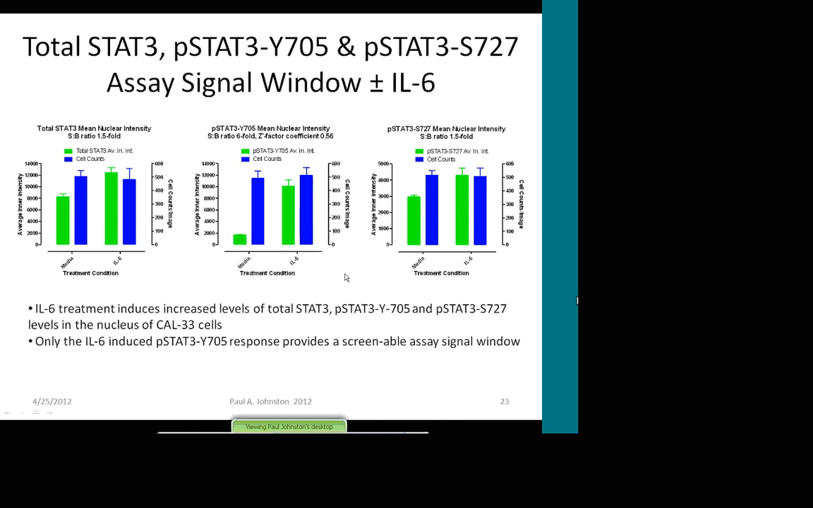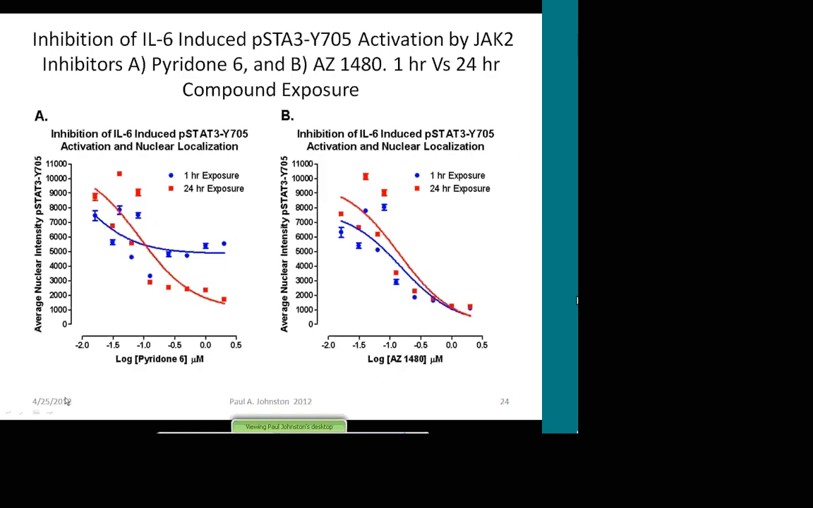And we can see that the IL-6 in all three cases induces a nice nuclear translocation, but the assay signal window is much more robust and larger using the phosphotyrosine 705. And since that is the major activating signal for STAT3 for that pathway, we decided to go forward with that as the high content screen.